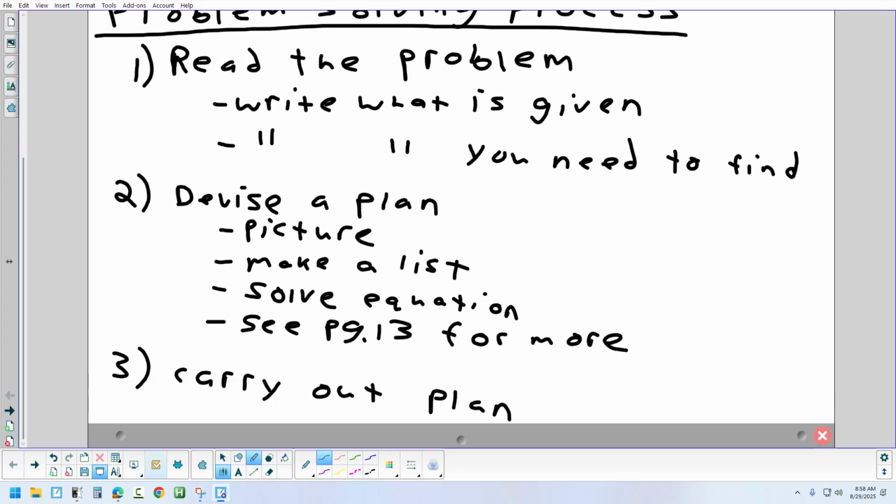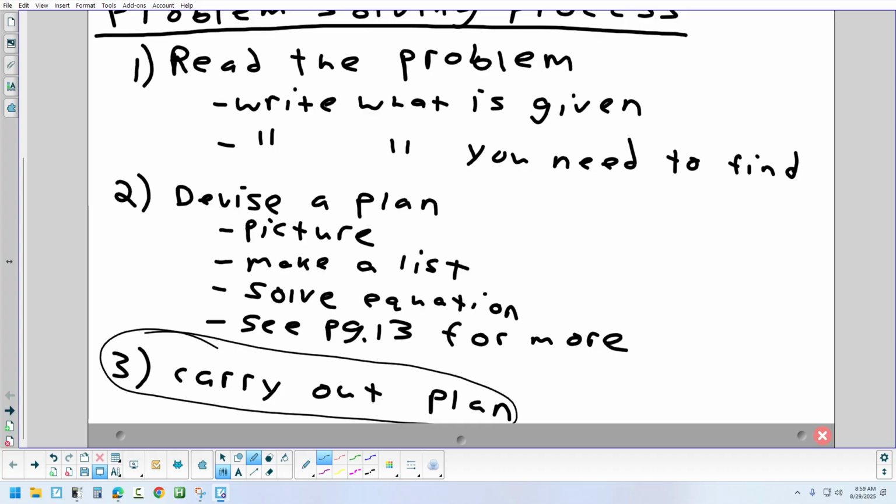And then the last step is to actually carry out your plan. All right? So you look at it and you say, okay, they're asking me to solve a quadratic equation. What am I going to use? I'm going to use the quadratic formula. All right, now go ahead and do the math out. To me, usually the last part is the easy part, right?